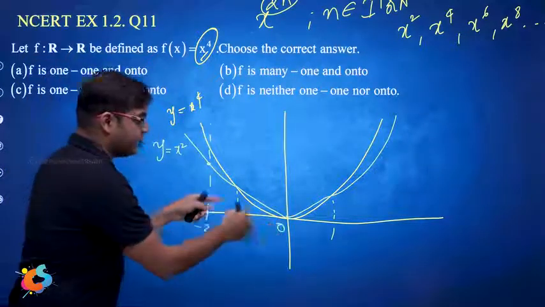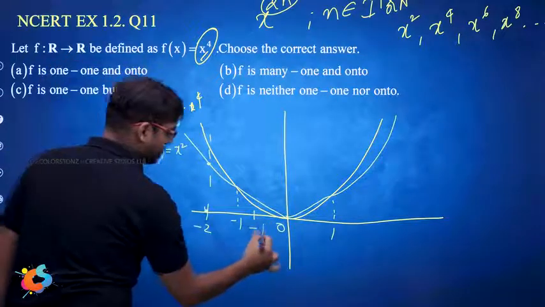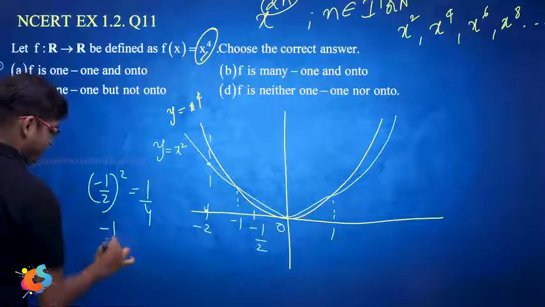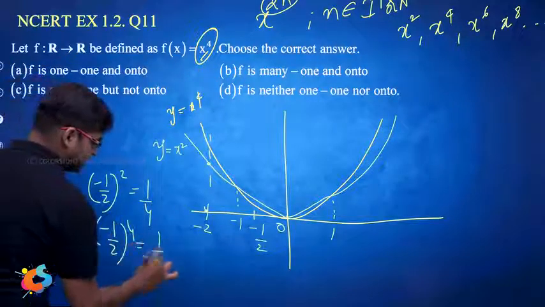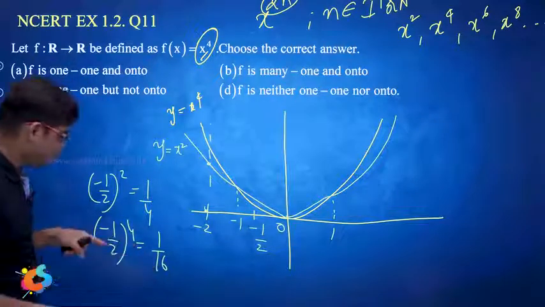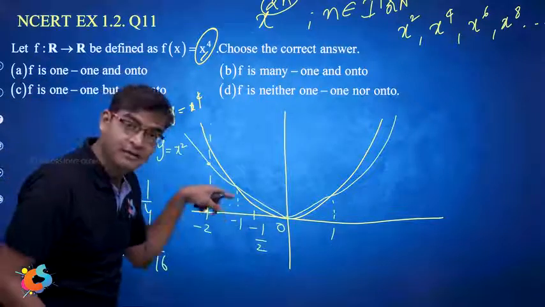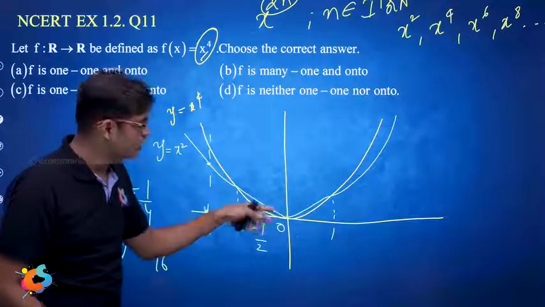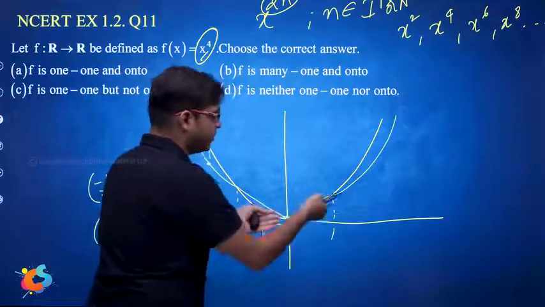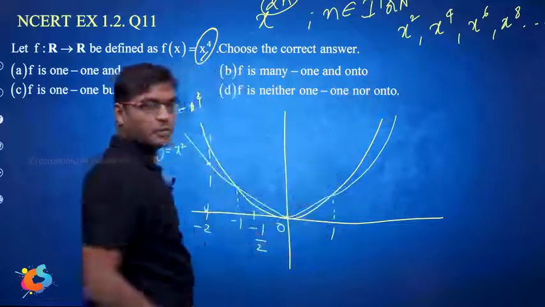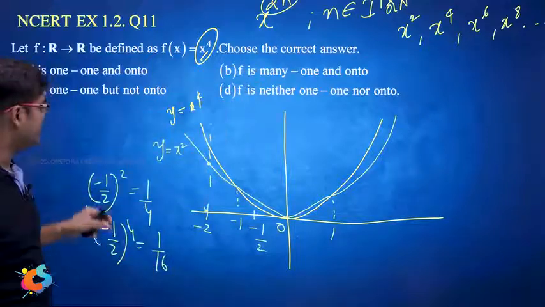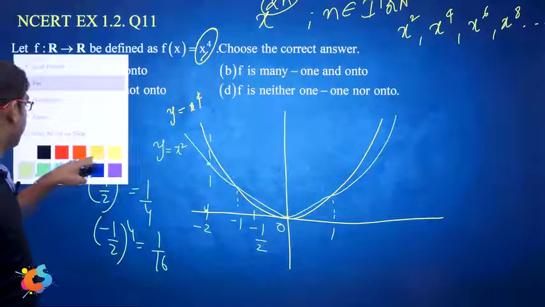Between minus 1 and 0, let us say minus half. So minus half square is equal to 1 by 4, and minus half power 4 is 1 by 16. If the denominator is bigger, then this will be smaller. So therefore, the x power 4 graph will be down and the x square graph will be up. So here also the same thing. In between 0 and 1 also the same thing. And after that, this will come down and this will go up. So it is the same thing with x power 4, x power 6, x power 8, all of them. Let me show that also for you.